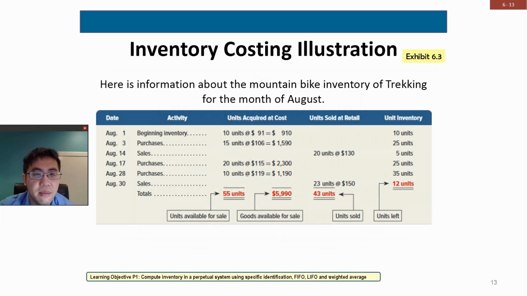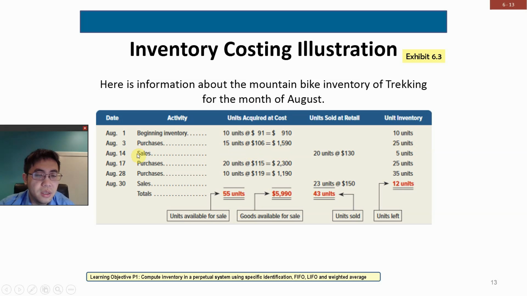All right, here is an example. So let's say for a series of days, there are purchases and there are sales. And you have a beginning inventory, and that's 10 units. And the beginning inventory has a total of $910 at cost, because when you purchased that inventory, it cost you $91 each. And then you keep adding inventory on the next day. You purchased 15 units, and the price is actually $106. And your unit inventory adds up to 25. It's 10 plus 15.